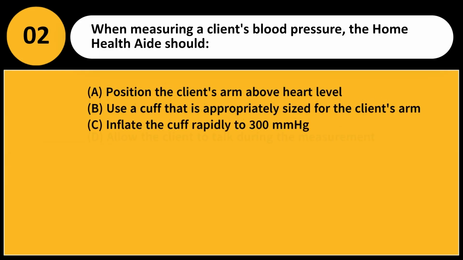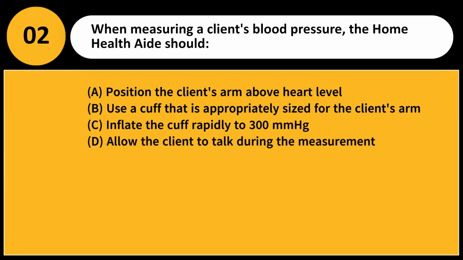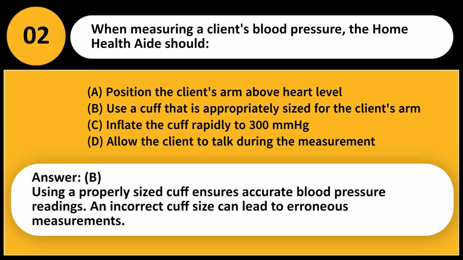HHAs. When measuring a client's blood pressure, the home health aide should: A. Position the client's arm above heart level. B. Use a cuff that is appropriately sized for the client's arm. C. Inflate the cuff rapidly to 300 mm of mercury. D. Allow the client to talk during the measurement. Answer: B. Using a properly sized cuff ensures accurate blood pressure readings.